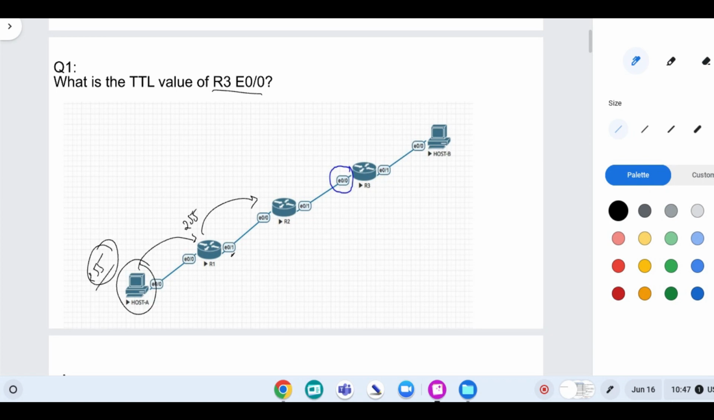255. While it was reaching router 2 Ethernet 0/0, the new value is 254, because the TTL value is deducted by 1 after reaching the next hop. And from here, the final TTL value is 253. So 253 is the answer for it.